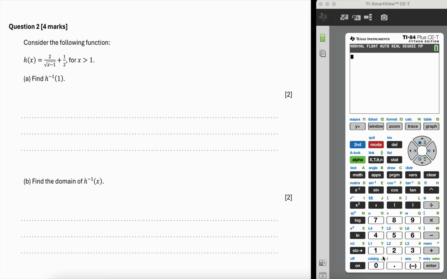Now, when you do an inverse function, we know that if we have the original function f of x equals y, then in an inverse function, the domain and the range swap over. So instead of x and y, you now have y and x. So they have swapped over to give the inverse function. And we're going to use that to help us answer this question. So instead of h minus 1 of 1, we can think of that as h of what equals 1. So we're just swapping round our domain and our range.